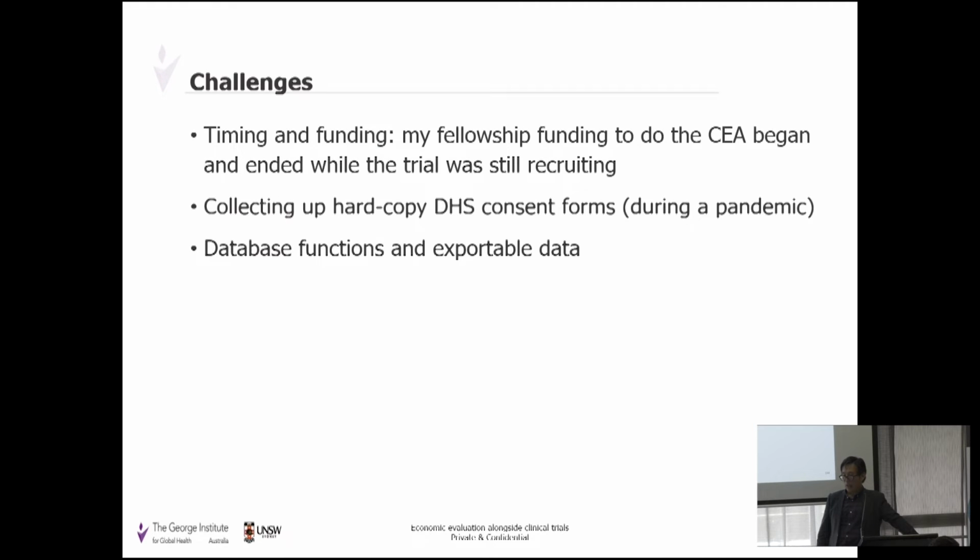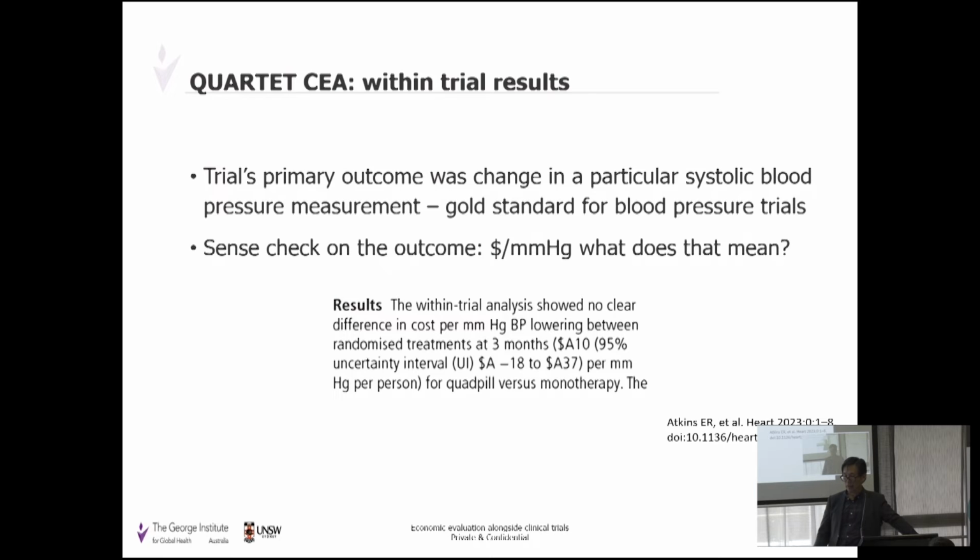So challenges: timing and funding. Emily did this through her fellowship. Fellowship funding to do the CEA began and ended while the trial was still recruiting. So that's difficult. Usually the economic evaluation gets done after the trial's completed. Then collecting hard copy of DHS consent forms during a pandemic, and database functions and exportable data. Not sure what that means, but I'm sure it's important.